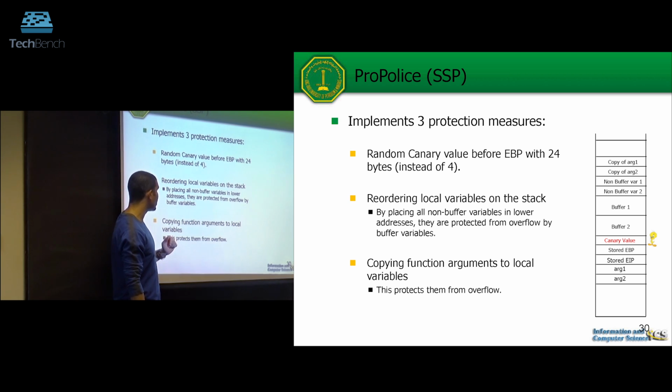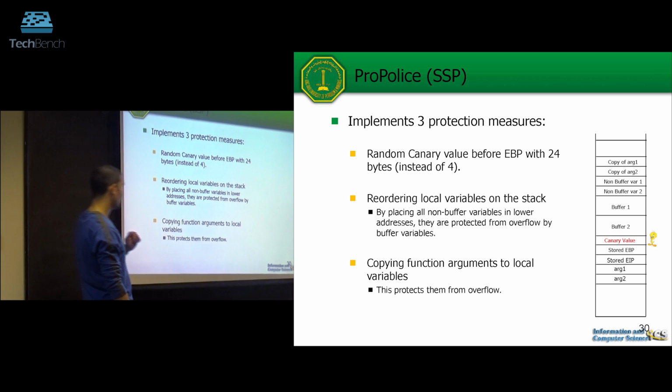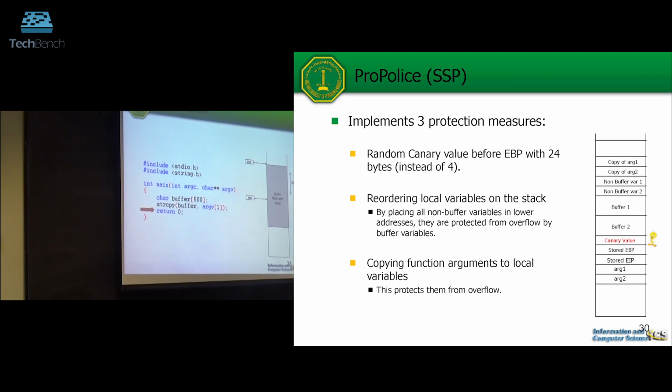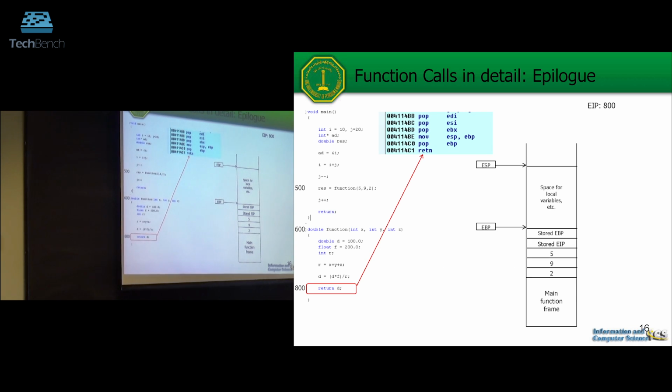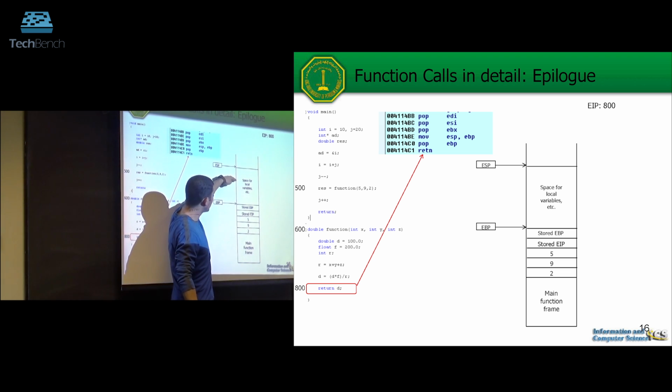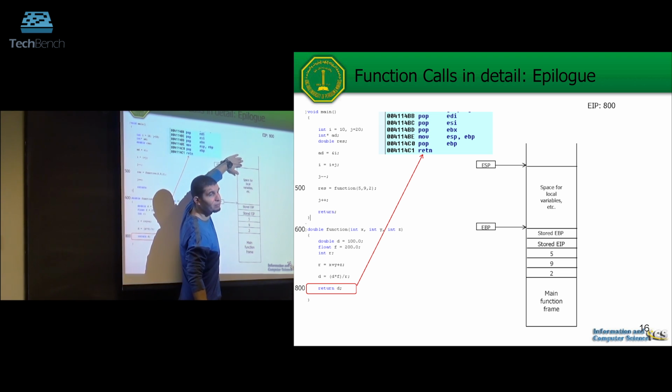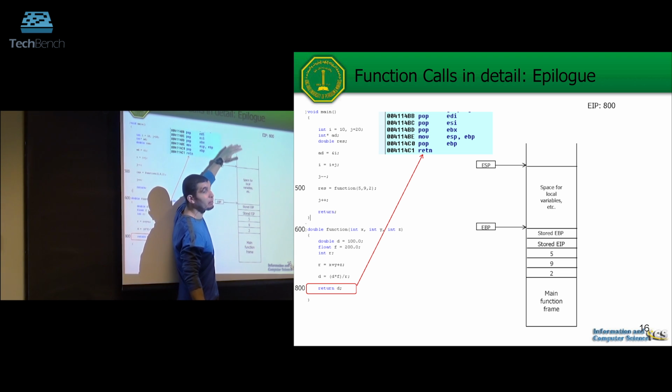The third is copying function arguments to local variables. This protects them from overflow. So the idea is, suppose you have a buffer here. It will override the stored EIP, but it can also override these parameters. To protect these parameters, you take them and copy them somewhere here, after the buffer variables.